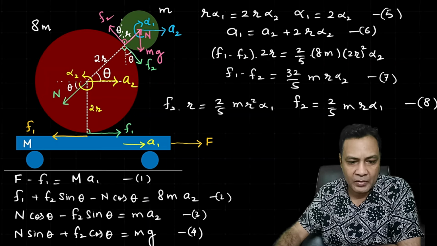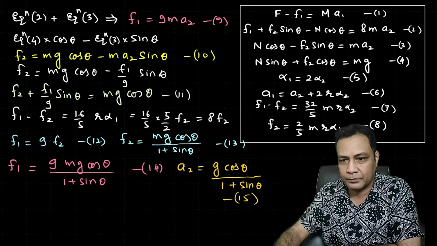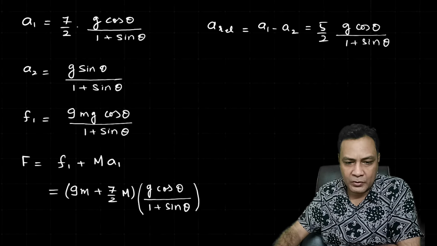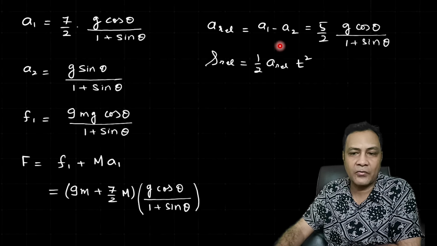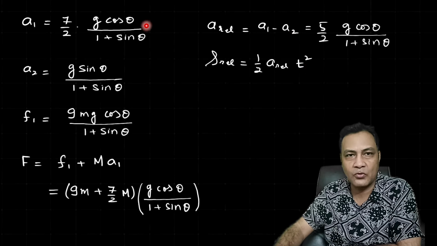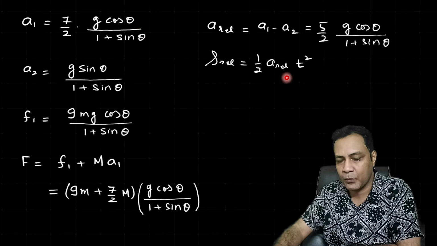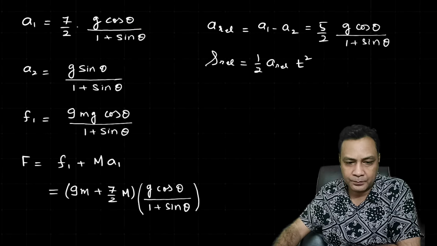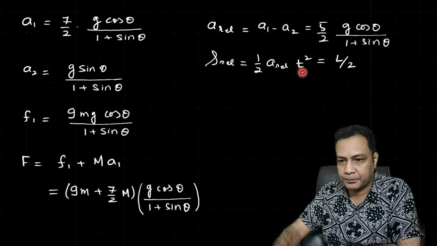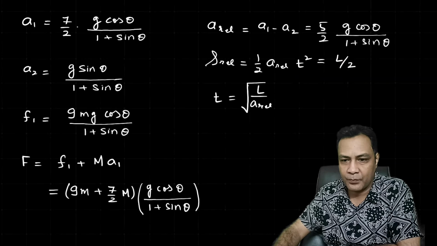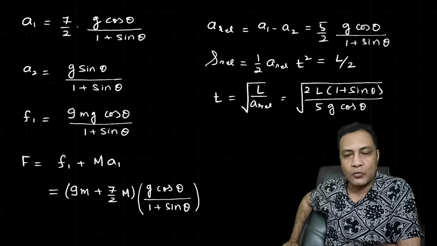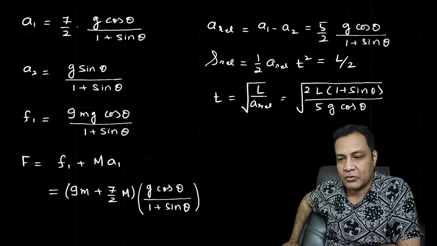So using the second equation, S relative is equal to half A relative T square. A relative is A1 minus A2. A1 minus A2 is 5 by 2 g cos theta upon 1 plus sine theta. And S relative is L by 2. So T is equal to square root of L by A relative. And put the value of A relative, we will get square root of 2L into 1 plus sine theta upon 5g cos theta.